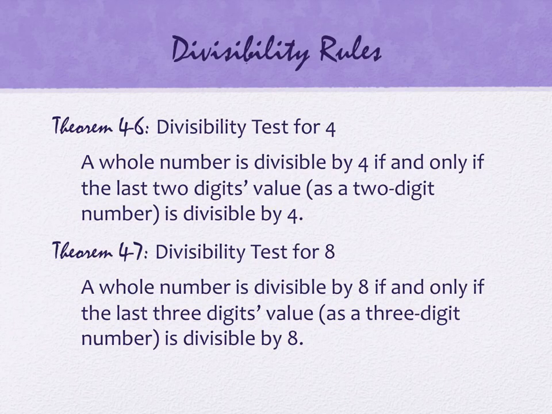For example, let's say that our number ended in 24. It's got a bunch of numbers in front, doesn't even matter what they are, but the last 2 digits say 2 and then 4. 24. Is 24 divisible by 4? Yes, it is. And since 24 is divisible by 4, that long number, whatever it was in front of the 24 and the 24, all that together is also going to be divisible by 4.